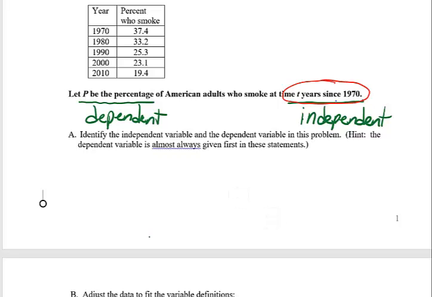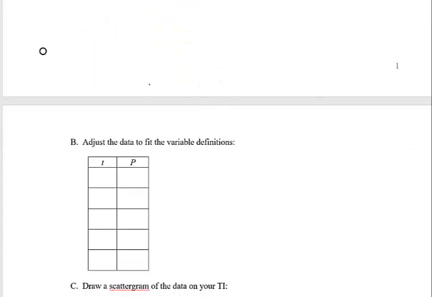So when I go down to my new table, I'm not writing 1970 here. I'm filling in how many years has it been since 1970? Well, in the year 1970, 0 years have passed. 1980, 10 years have passed. 1990, 20 years, and so on, 30 and 40. These are the correct values of T that we need to use in this problem.